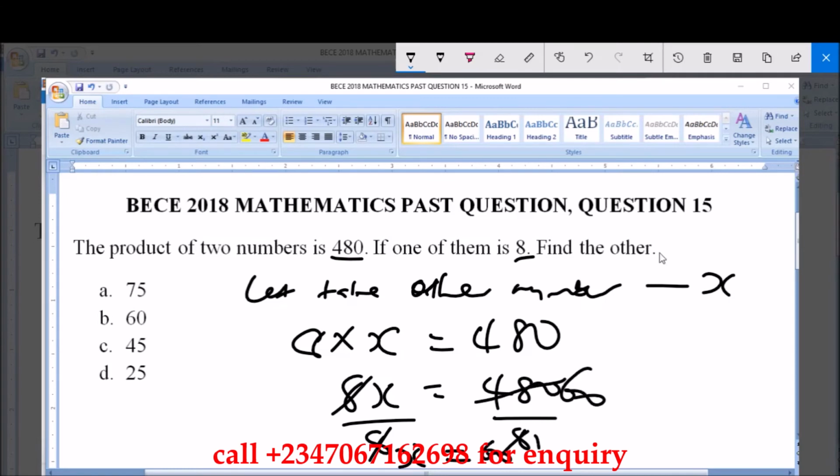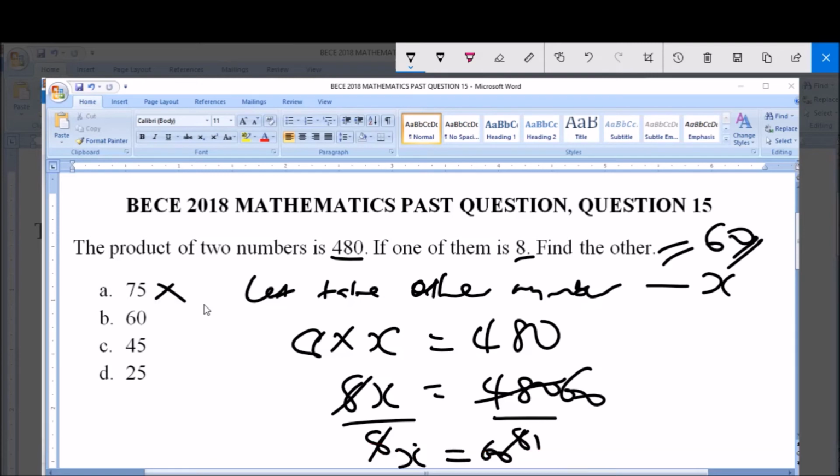So therefore the other number is equal to what? 60. From our options, A says 75, which is wrong. B says 60, which is correct. C says 45, which is wrong, and D says 25, which is wrong. So our final answer is B, 60.